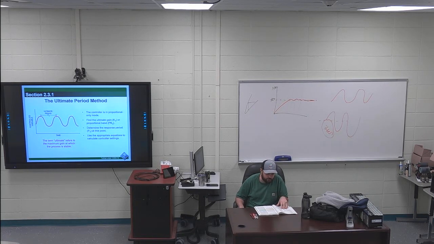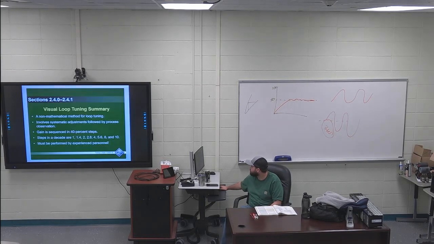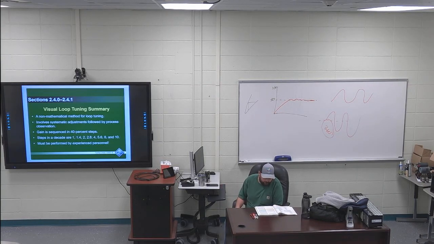Nothing highlighted in 2.3.2, the dampened oscillation methods, that's just where you have less of an amplitude. Visual loop tuning, 2.4.0. 2.4.1, incremental changes. First sentence of incremental changes is highlighted. Changes of approximately 40% in gain, derivative time, and integral time almost always lead to significant and visible changes in closed loop response.